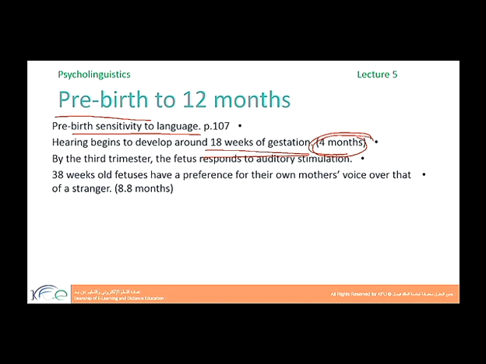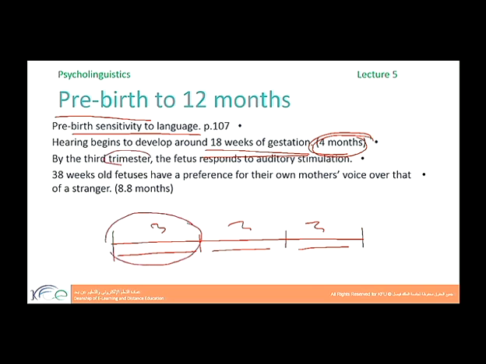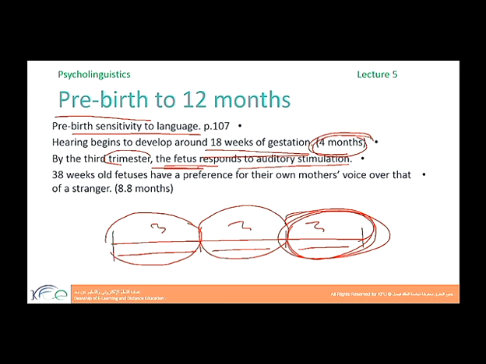If we divide the whole period of pregnancy into 3 stages, divided by months, so around 3 months each, this will be the first trimester, second trimester, third trimester. By the third trimester, the fetus responds to auditory stimulation. What does that mean? Babies start to respond to auditory stimulation. So when you talk to the child, the child will respond, even though it's before birth. So the fetus inside the womb would respond to auditory stimulation by the third trimester.